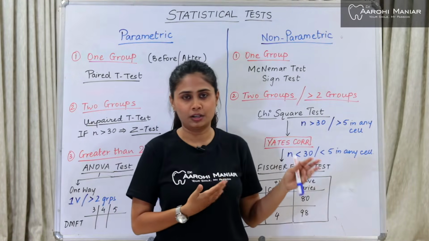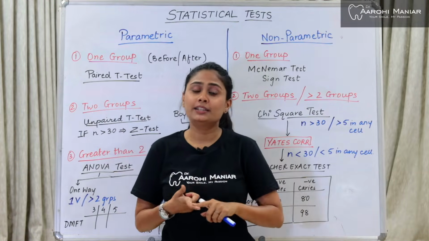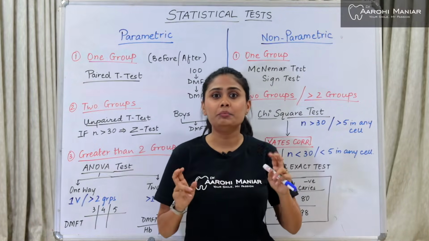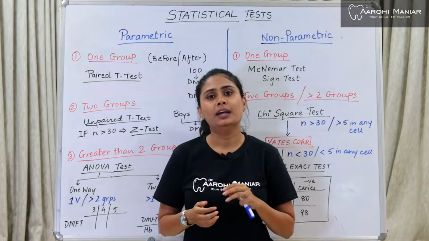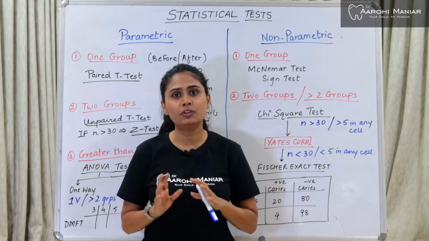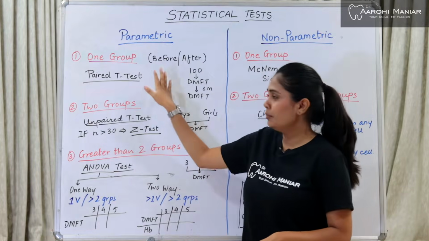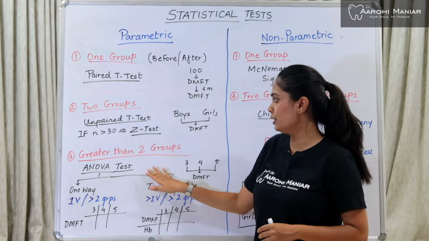moving on to our non-parametric test, it is a qualitative test. This was quantitative, this is a qualitative test. Here median is taken into consideration, and the third point is this doesn't have a normal distribution curve, it has a non-normal distribution. Okay. So the parametric test we have divided into 3 parts.